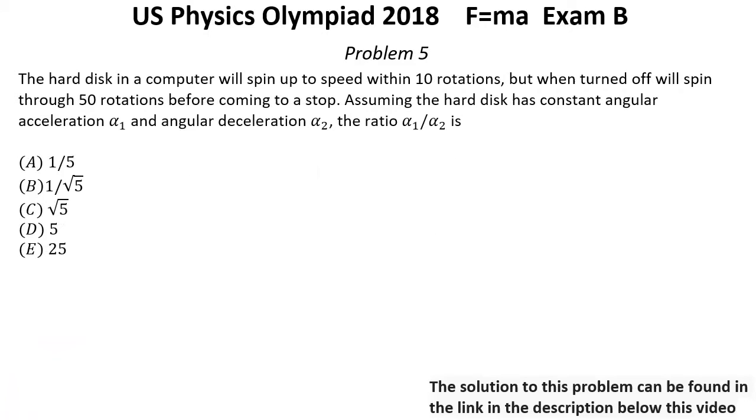Problem number 5. The hard disk in a computer will spin up to speed with 10 rotations, but when turned off, will spin through 50 rotations before coming to a stop. Assuming the hard disk has a constant angular acceleration α1 and angular deceleration α2, the ratio α1 over α2 is the next one.